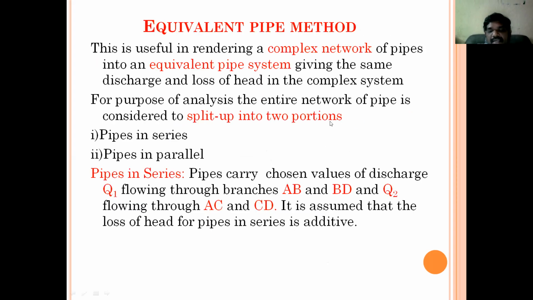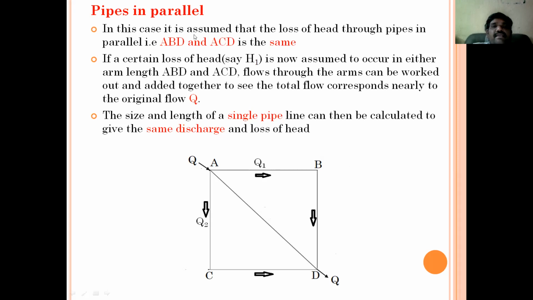Now, what is pipes in parallel? In the same way, in this case it is assumed that the loss of head through pipes in parallel, ABD and ACD, is the same. Loss of head through the pipes in parallel, ABD and ACD, is the same. If a certain loss of head is now assumed to occur in either arm, ABD or ACD, the flows through the arms can be worked out and added together to see the total flow corresponding nearly to the original flow Q. The size and length of a single pipeline can then be calculated to give the same discharge and loss of head.